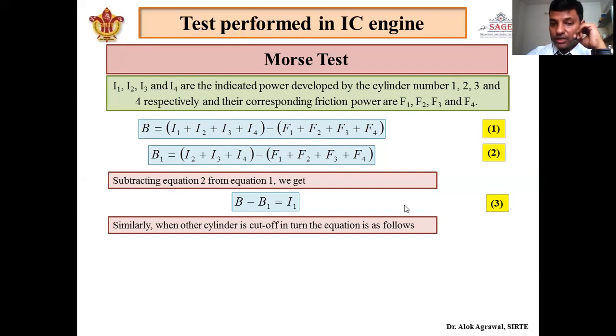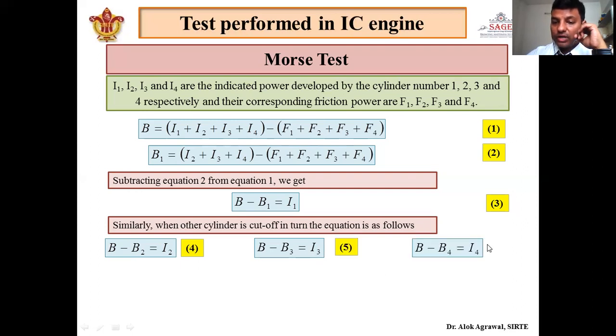So similarly, we have written B minus B1 is equal to I1. Similarly, we can write B minus B2 is equal to I2, give this equation 4. B minus B3 is equal to I3, equation 5. And B minus B4 is equal to I4, equation 6. So likewise, the way we have written equation 3, we can also write equations 4, 5 and 6 for when cylinder 2 is cut off, 3 is cut off and 4 is cut off.